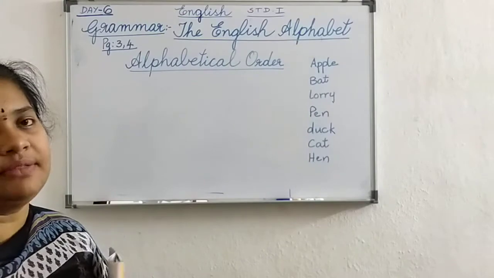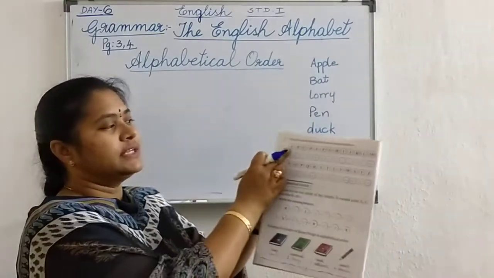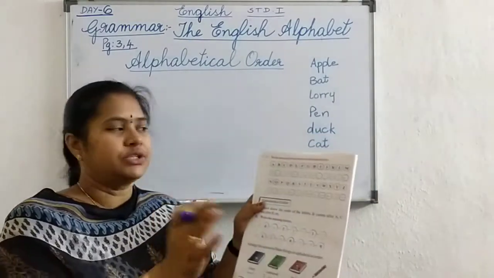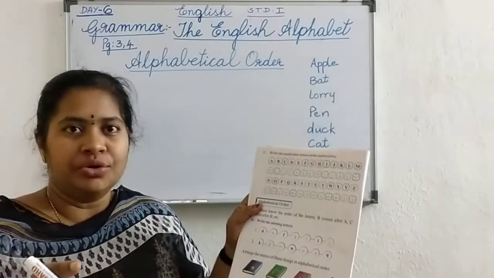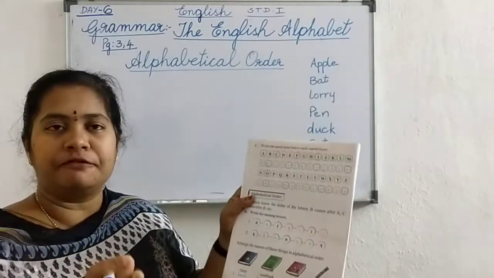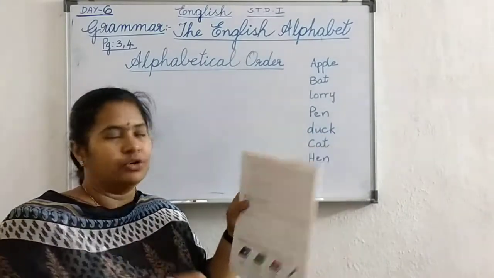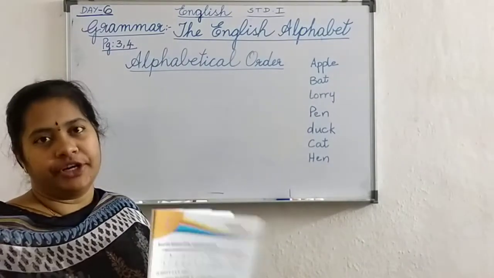Alphabetical order is nothing but the way the alphabets we see. The first letter A, next letter B only. Understood? Second letter won't be the C. A, after that, will C come? No. After A, B only will come. After B, C only will come. After C, D only will come. Yes or no? So, now we are going to check the alphabetical order.